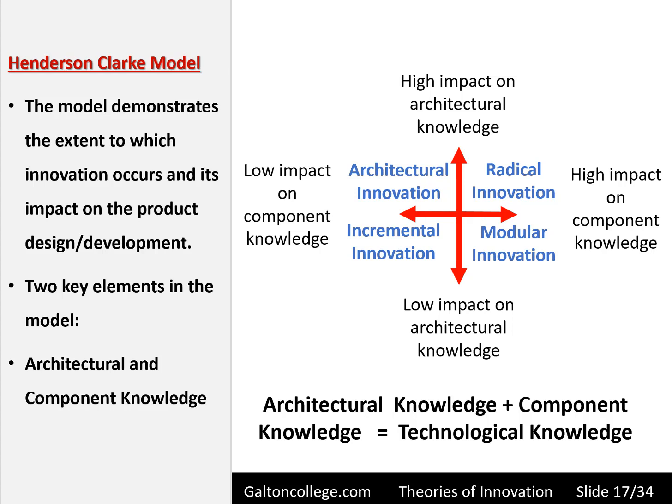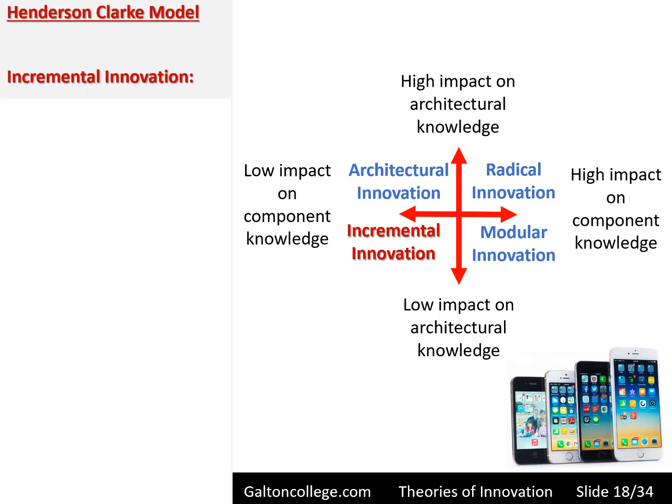So let's bear those in mind. It's worth making a note of these and making your own notes from this one. At the end of this, as I said before, we need to be able to classify innovations as architectural or radical or modular or incremental. So we need to know what these are. What are the attributes of these different types of innovation? So let's look at incremental.